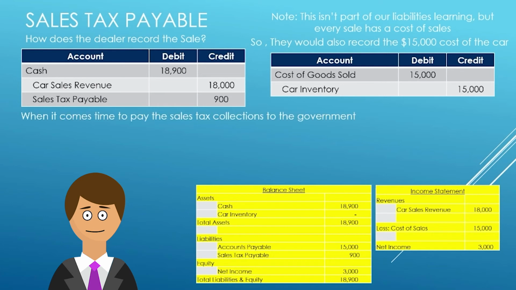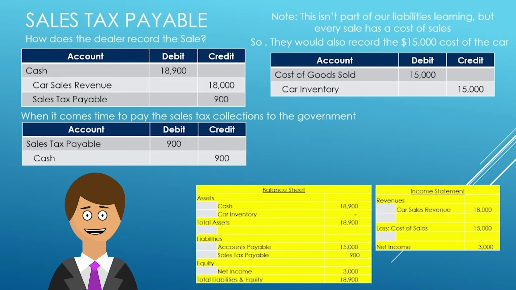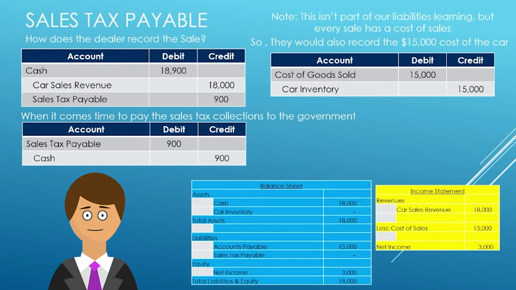So the next step is the car company is going to pay that sales tax that they've collected to the government. So they'll get rid of that sales tax payable through a debit, and they'll also write a check, and that's a credit to cash for $900. So their new balance sheet has only $18,000 in it now because that $900 check has gone to the government. You'll see down in the liability section, the sales tax payable has also gone away. So we have assets of $18,000, accounts payable of $15,000, and that equity for the net income of $3,000, $18,000. We're back in balance. We don't owe the government anything anymore. We just owe the manufacturer for that $15,000 accounts payable.